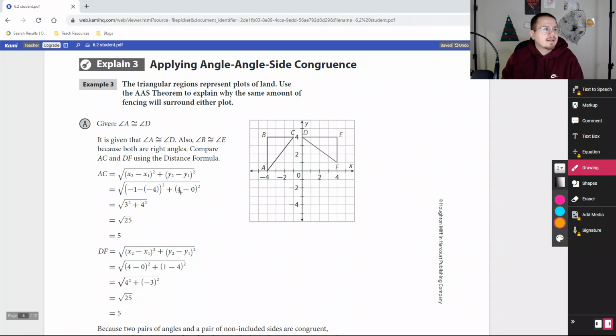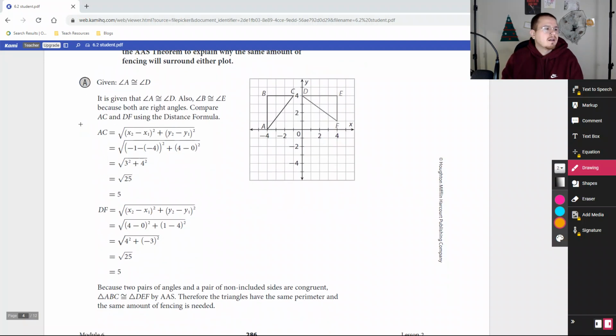Alright, applying it. So you have some triangle. I really don't like these problems because you're never going to see somebody... I mean, never say never, right? But who sells triangular plots of land? Get out of here.